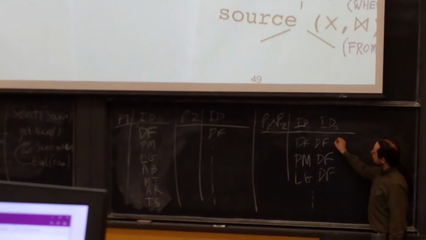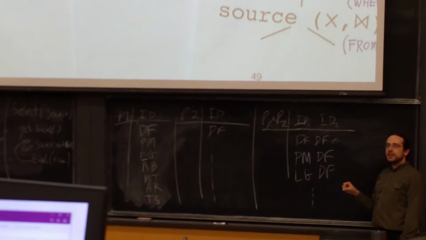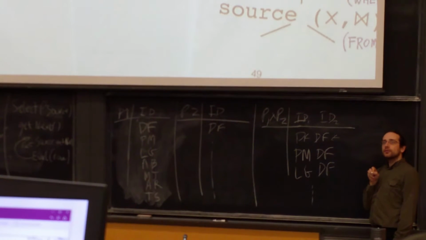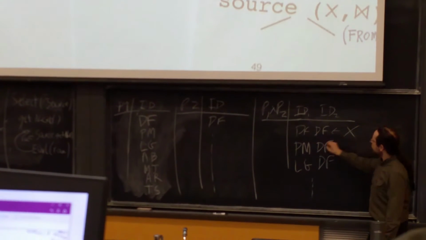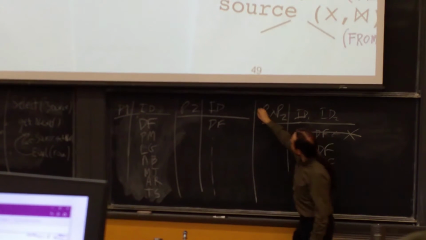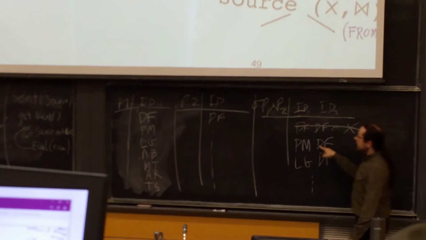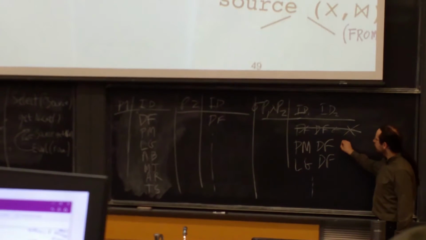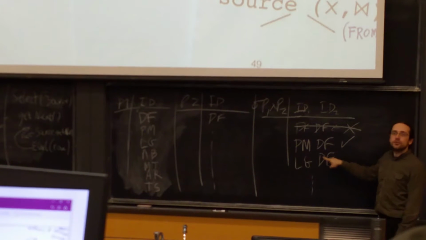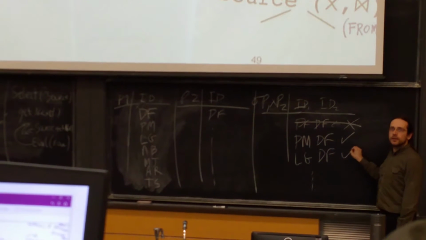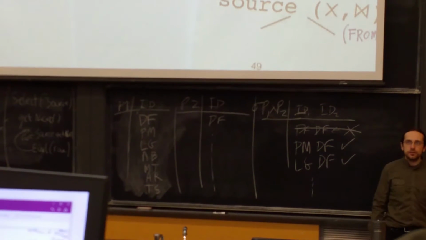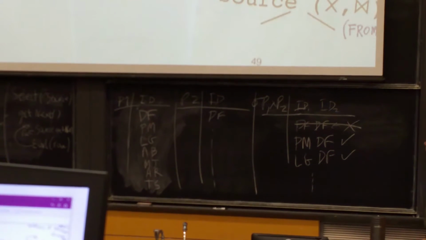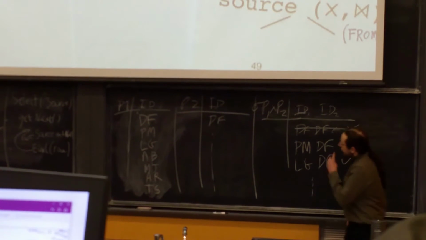All right, let's apply our selection predicate to each of these. DF, DF. Is DF equal to DF or not equal to DF? No. So that one goes away. Is PM equal to DF or not equal to DF? Yes, PM is not equal to DF. Good, that one stays. LG, DF. So does that address your concern?